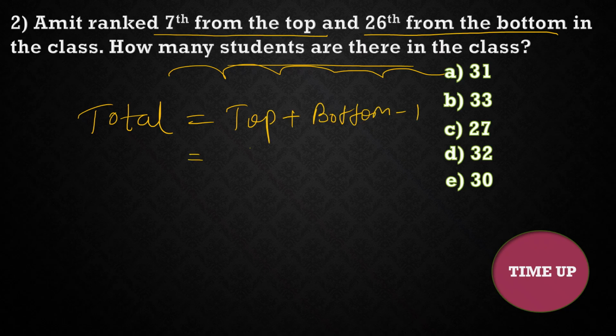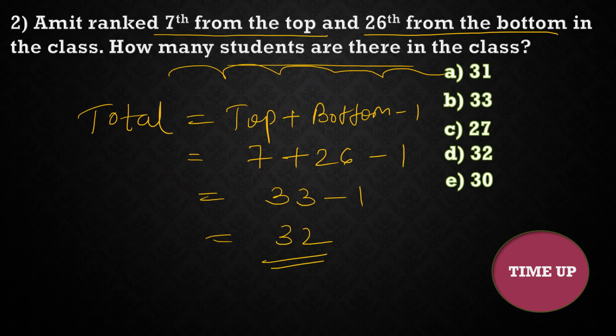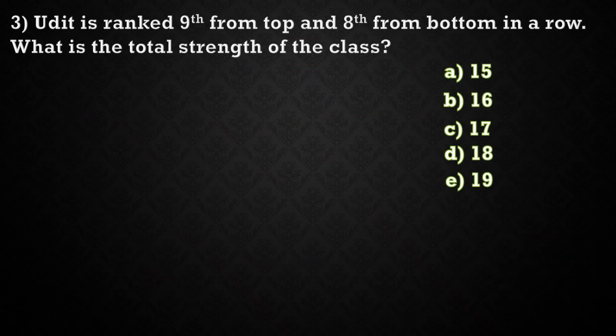Top is 7, bottom is 26, minus 1. 7 plus 26 will be 33, minus 1, that is 32. Instead of writing all this, you can calculate these 3 steps in your mind. Since this is your first class and I am showing it, 32 is the answer, that is D is the correct option. Third question on your screen and your timer starts now.